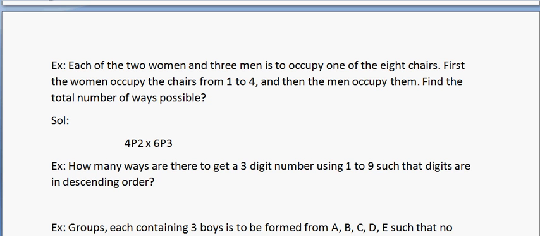Here the arrangements are also mattering, so we have to take care of arrangements as well. Now the next question says, how many ways are there to get a 3-digit number using 1 to 9 such that digits are in descending order? Again a minute for this. This is slightly tricky. See through it and see if you can solve it or not.